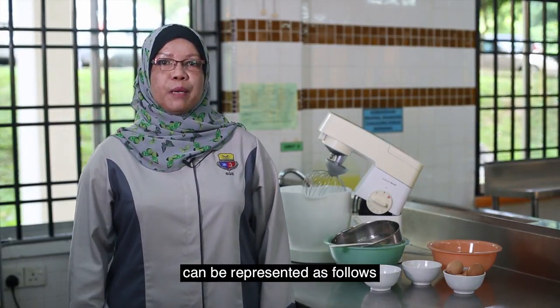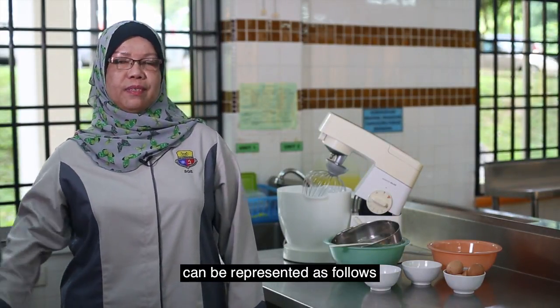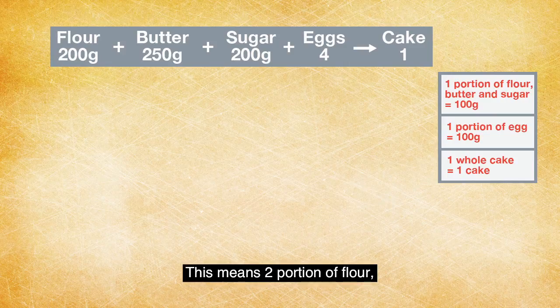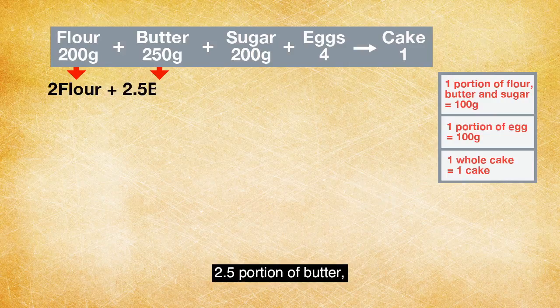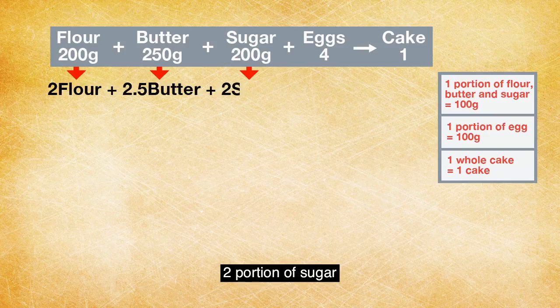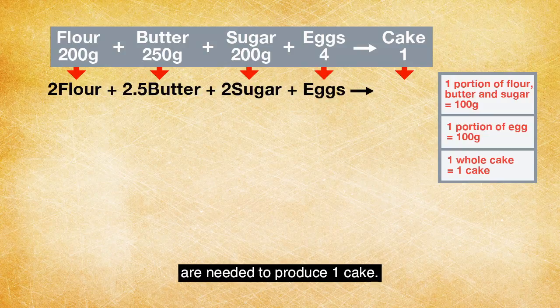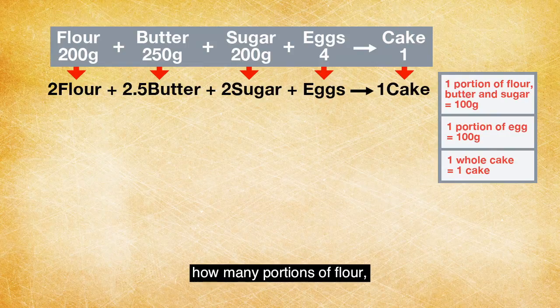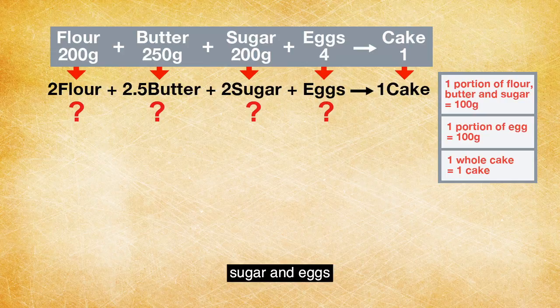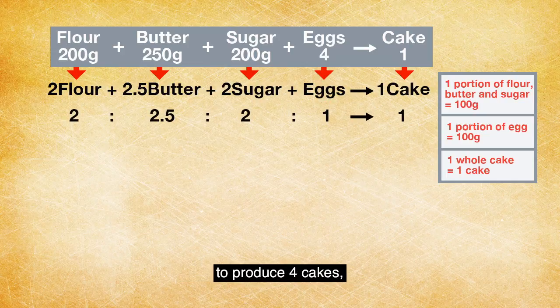Thus, the recipe can be represented as follows. This means 2 portion of flour, 2.5 portion of butter, 2 portion of sugar, and 1 portion of eggs are needed to produce 1 cake. Therefore, how many portions of flour, butter, sugar, and eggs are needed to produce 4 cakes? From the equation, to produce 4 cakes, you need to multiply the whole equation by 4.